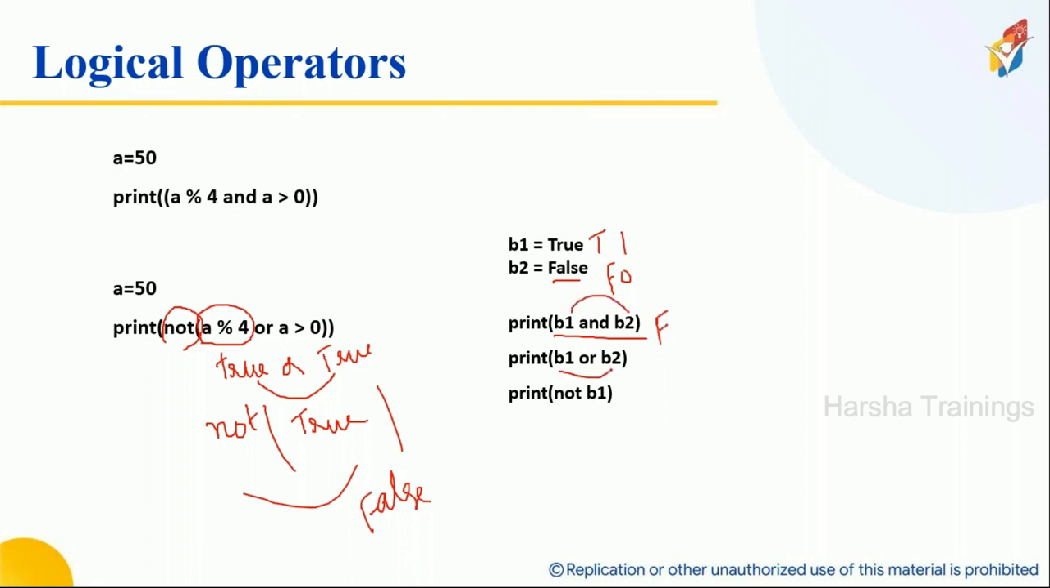Now B1 or B2. True, sir. It is true. Or means anyone should be true. Now not of B1, not of true. It is false, right? Yes, sir.